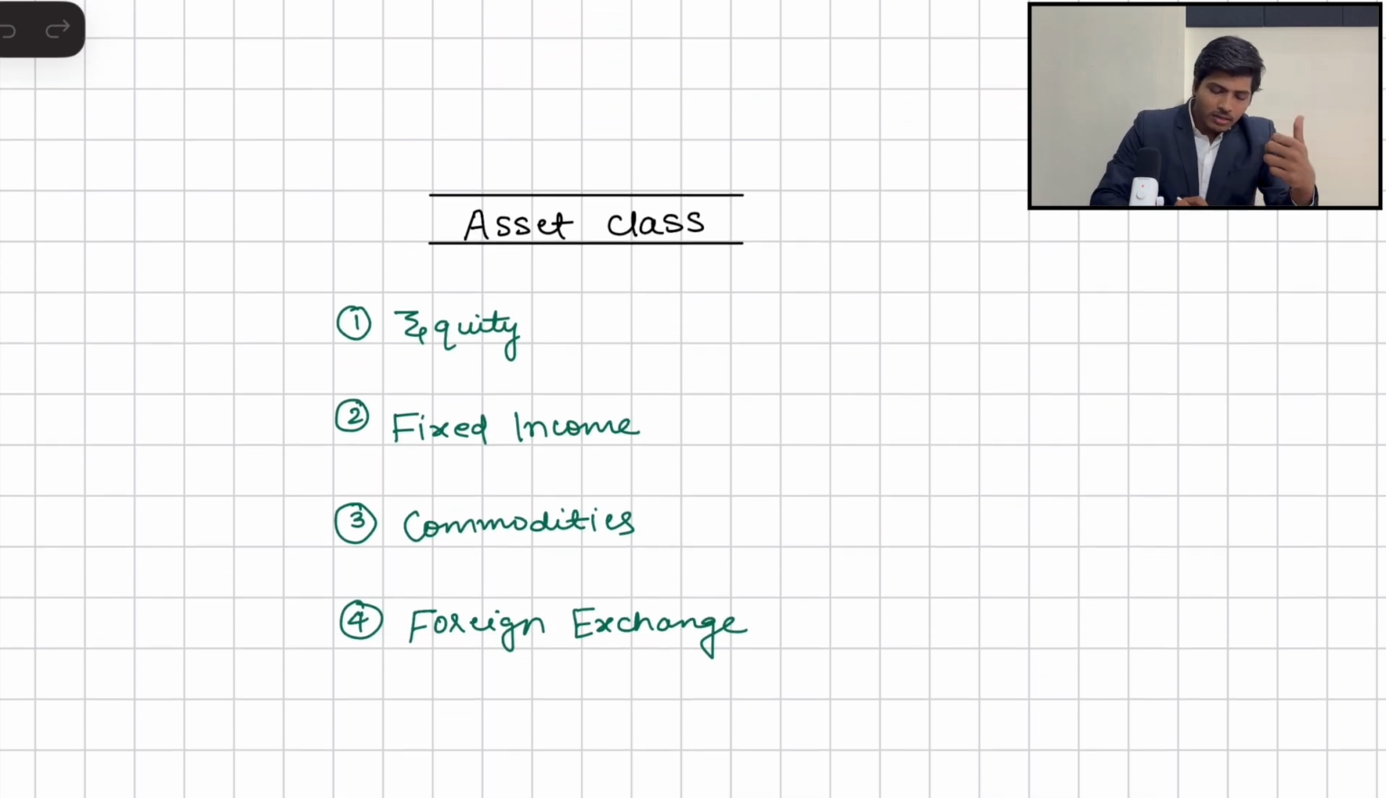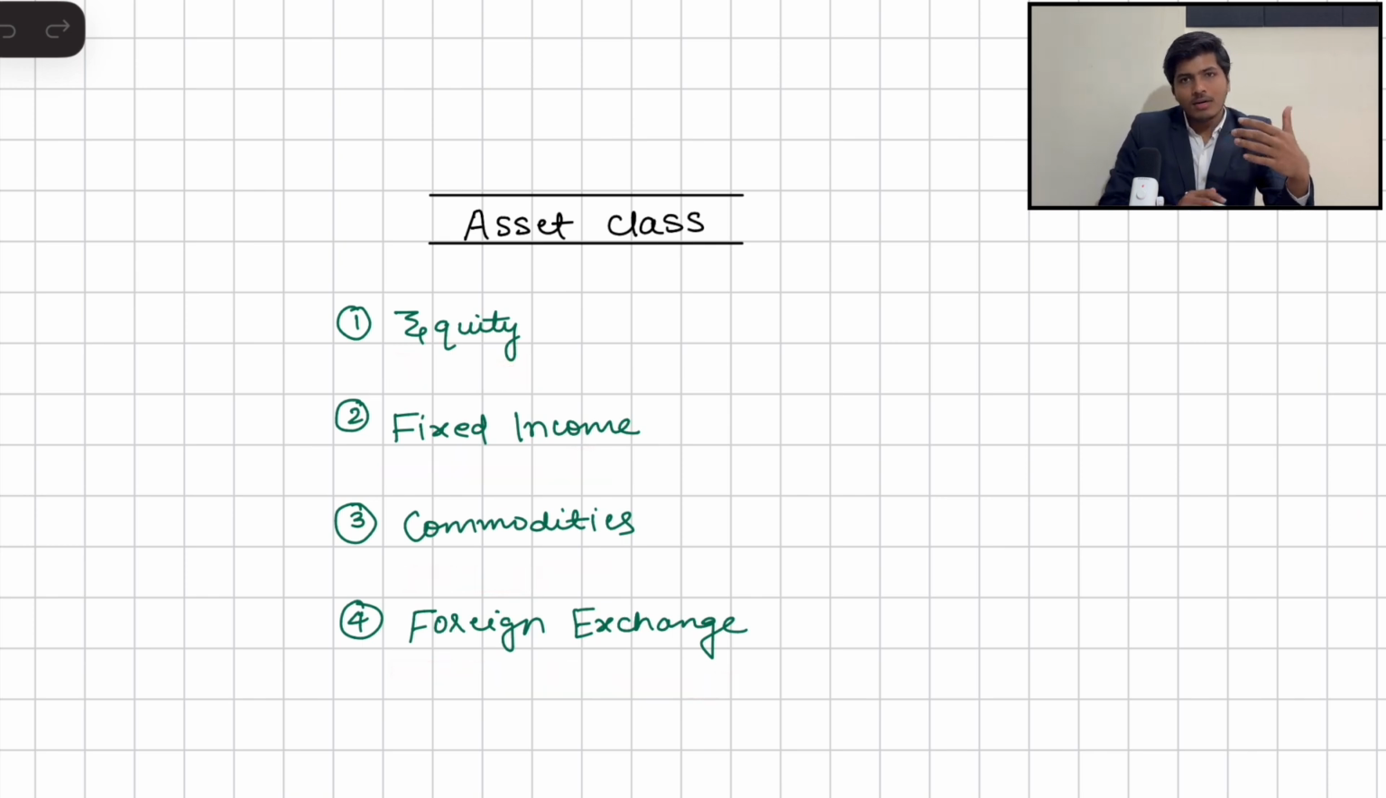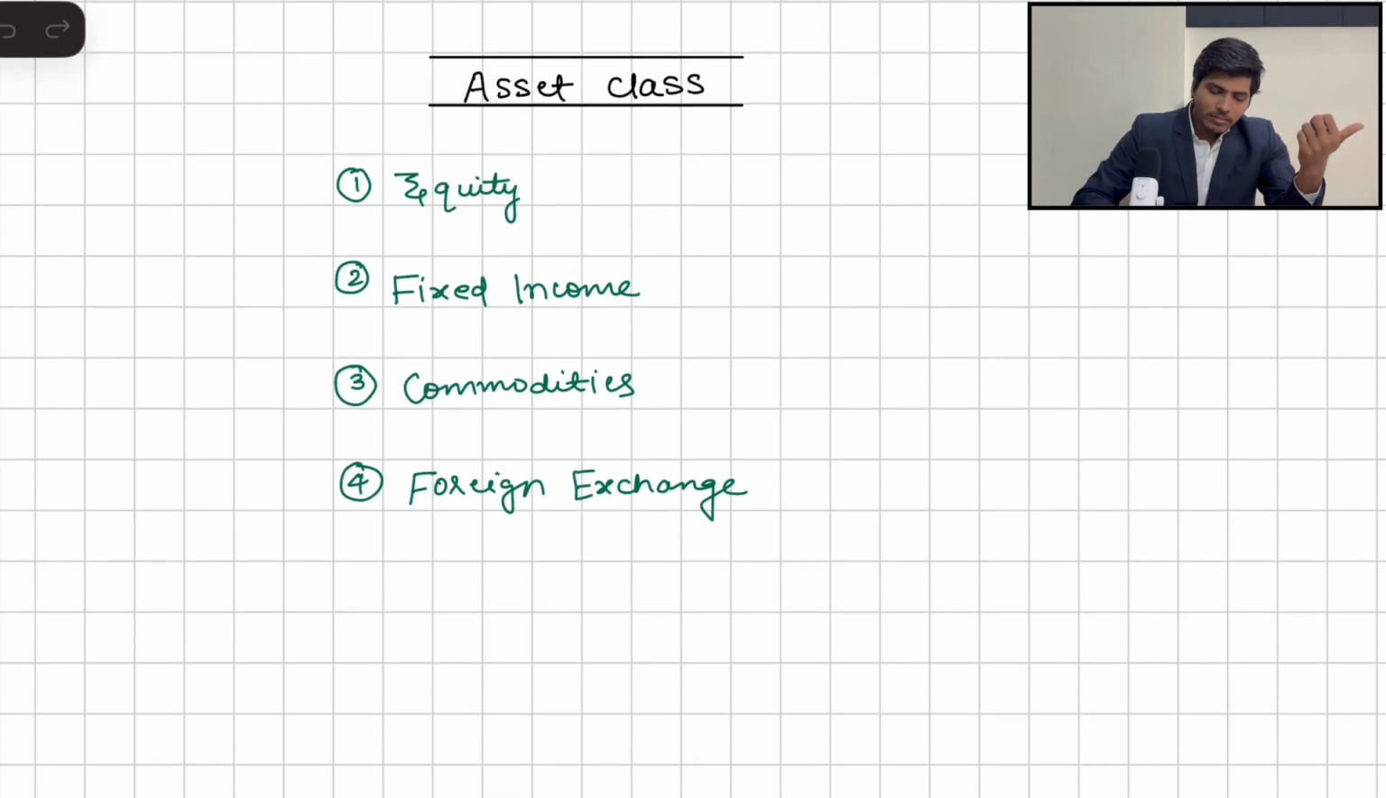Mainly speaking, there are four categorizations of asset classes, which are equity, fixed income, commodity and foreign exchange. Sorry for saying that there are mainly four. There are many categories of asset classes, but these four are the topmost in terms of volume, in terms of the number of people trading on these markets, on these asset classes, right? Now let me talk about each asset class in detail.